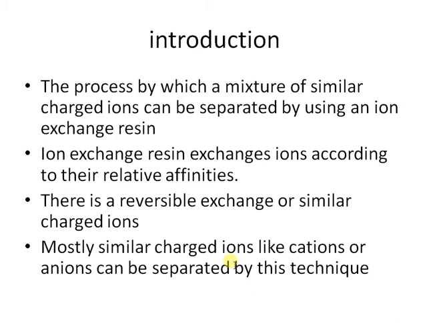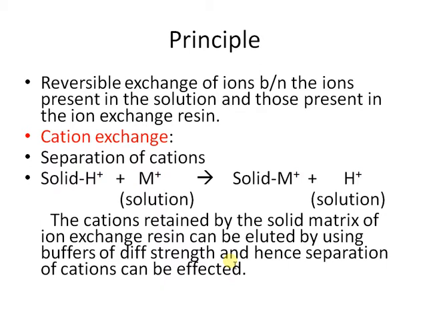It is the process by which a mixture of similarly charged ions can be separated by using an ion exchange resin. The ion exchange resin exchanges ions according to their relative affinities. There is a reversible ion exchange of similarly charged ions. Mostly similarly charged ions, like cations or anions, can be separated by this technique. There is a reversible exchange of ions between the ions present in the solution and those present in the ion exchange resin.